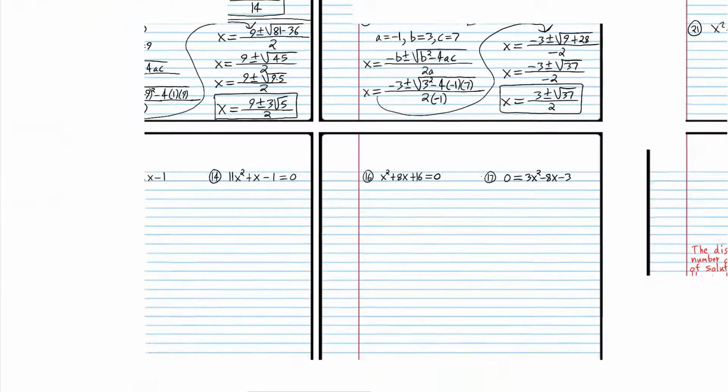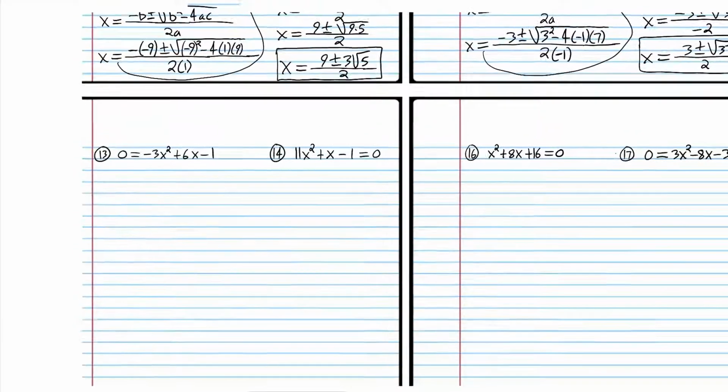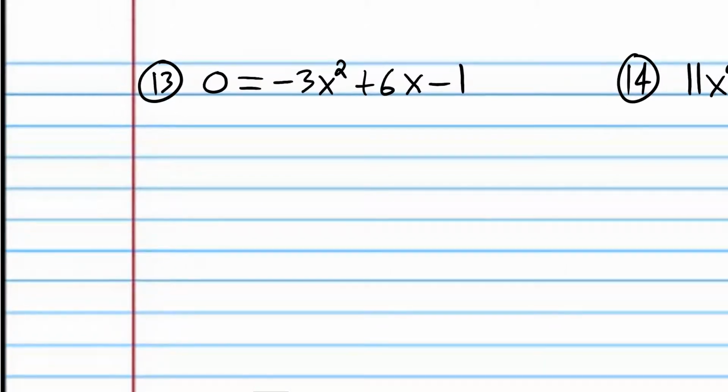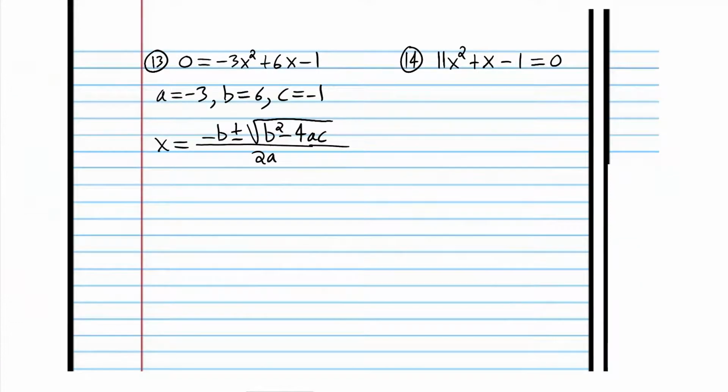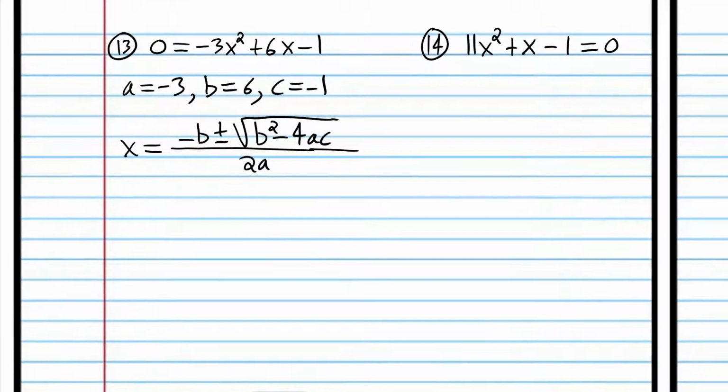Okay, on to number 13. Now, because you don't have the formula written down, I'm going to go ahead and write the formula and label the constants. All right, so go ahead and try number 13, and when you come back, we'll do it together.